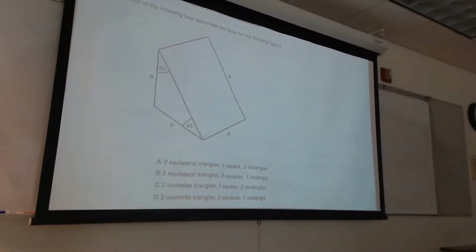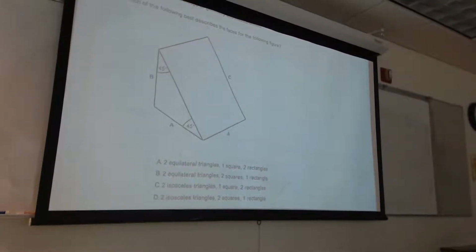So they want to know, does it have 2 equilateral triangles, 1 square, and 2 rectangles? Does it have 2 equilateral triangles, 2 squares, and 1 rectangle? 2 isosceles triangles, 1 square and 2 rectangles, or 2 isosceles triangles, 2 squares, and 1 rectangle? What do you want to look at first?